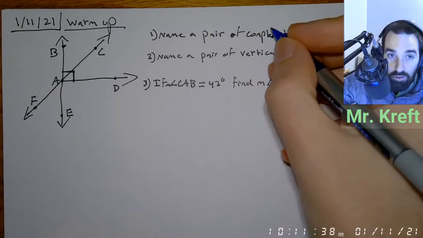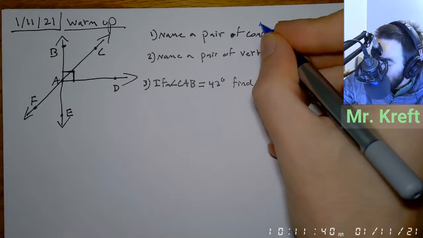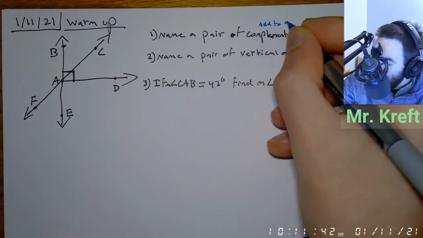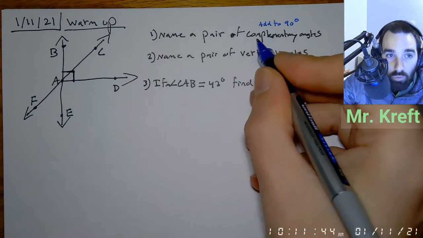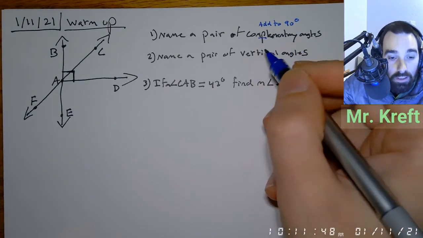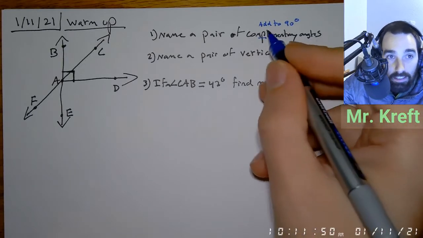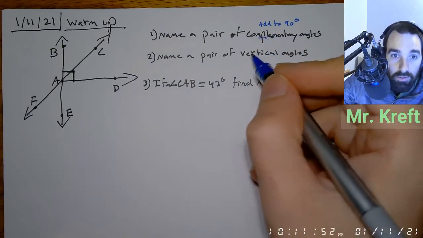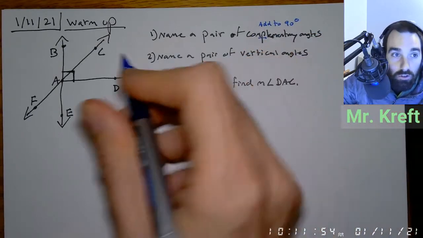So we have to remember what complementary means. Complementary means add to 90 degrees. And I remember that because there's only one P here, right? So if there were two P's, that would be 90 and 90. So that would be complementary. And I see some people giving me some answers.